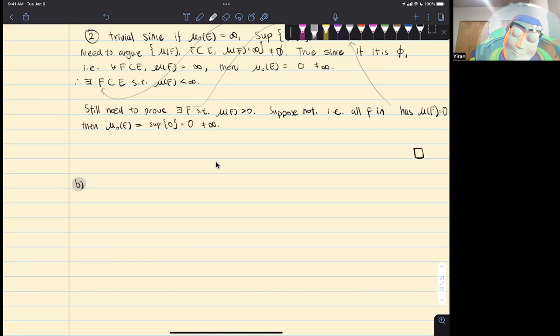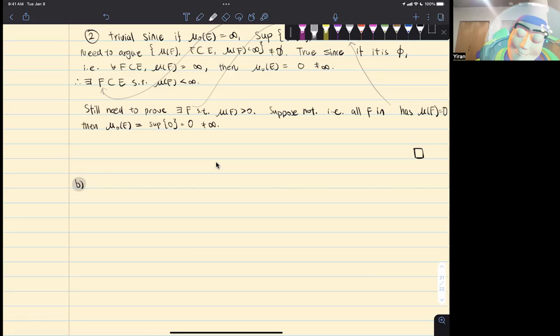Then with a little bit of modification, we can define Tj in this way. The union of Tj is equal to the union of EJ, which is equal to E, and each Tj is finite because it is a finite union of disjoint sets of finite measure. Okay, and so we have this, right?